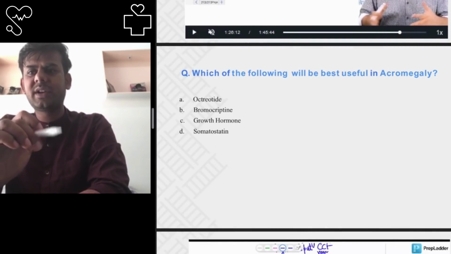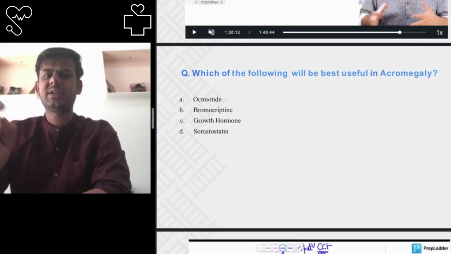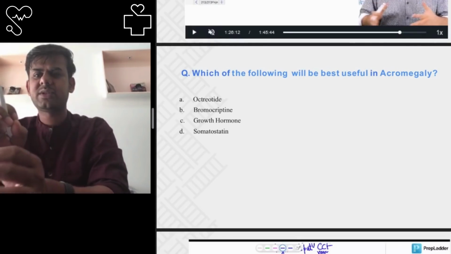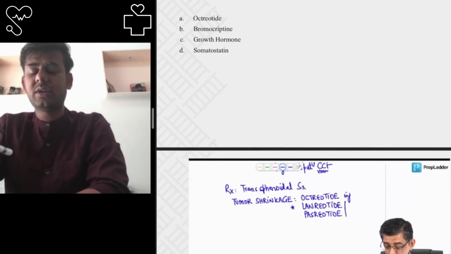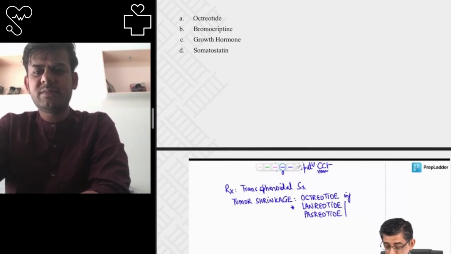Which of the following will be best useful in acromegaly? If medical management is asked, you can use somatostatin analogs like octreotide. And overall, transsphenoidal surgery is the best treatment.